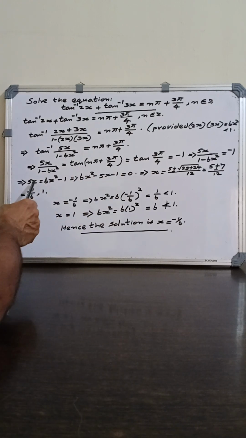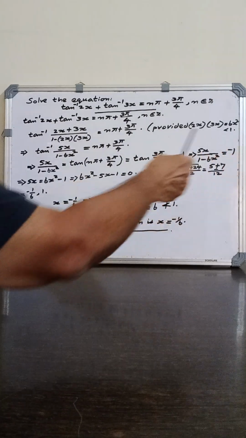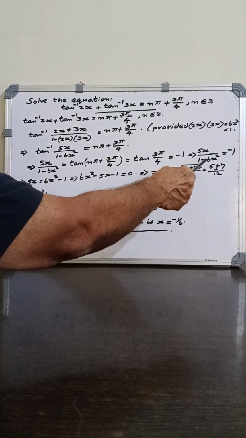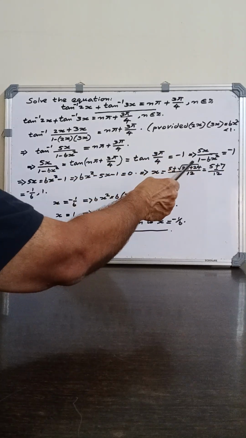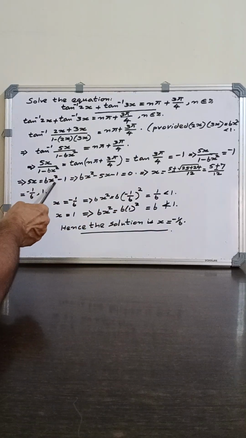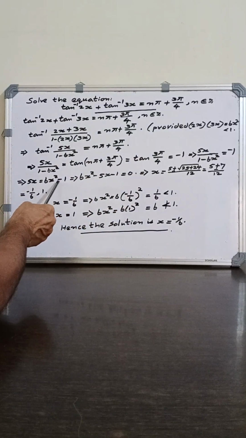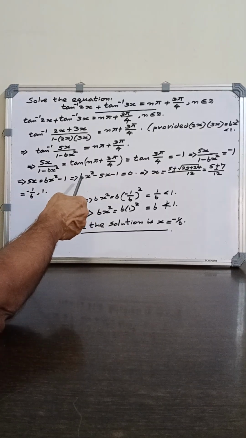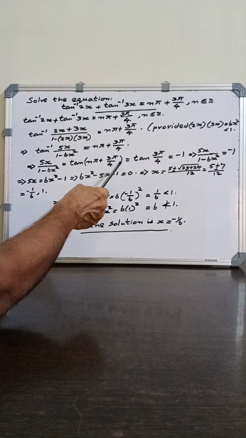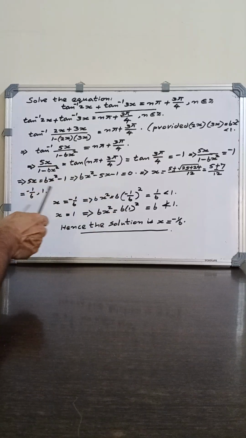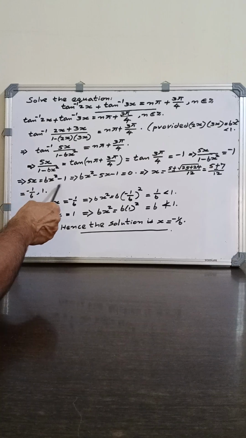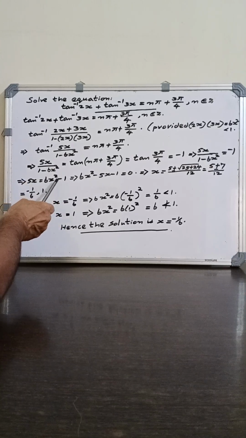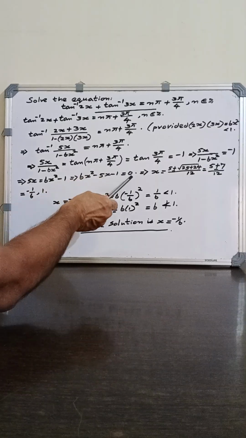Therefore, 5x equals, when this is cross multiplied, minus 1 into 1 minus 6x squared, which is positive 6x squared minus 1. That is 5x equals 6x squared minus 1. When 5x is transposed towards the RHS, it becomes minus 5x. Therefore, 6x squared minus 5x minus 1 equals 0.